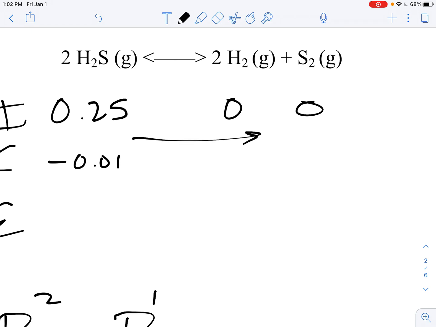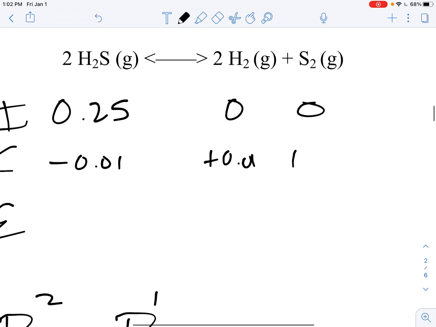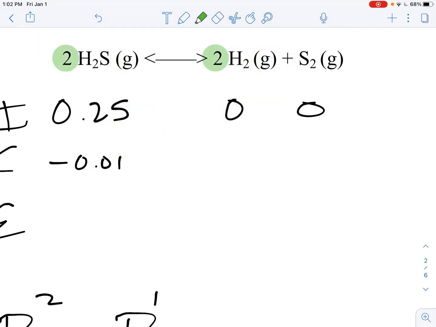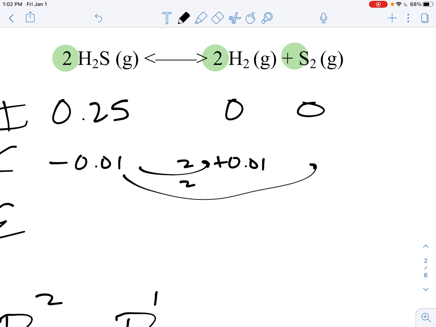Now, be careful. If I lose 0.01, because this equation is going to the right, since you can't be at equilibrium and have zeros there, what your brain is going to want to do is just go plus 0.01 and then plus 0.01 over here, and you'd be wrong. Why would you be wrong? Well, take a look at the stoichiometry. It's a 2, a 2, and a 1. So if you want to go here, that's a 2 to 2 ratio. That's fine. That's going to be plus 0.01.